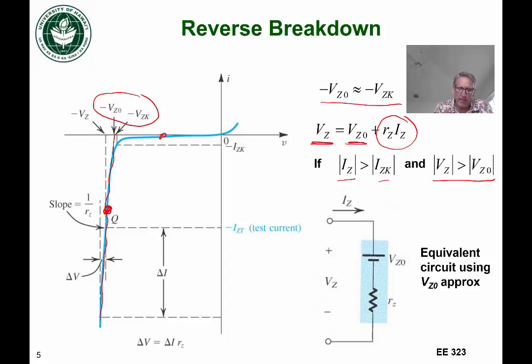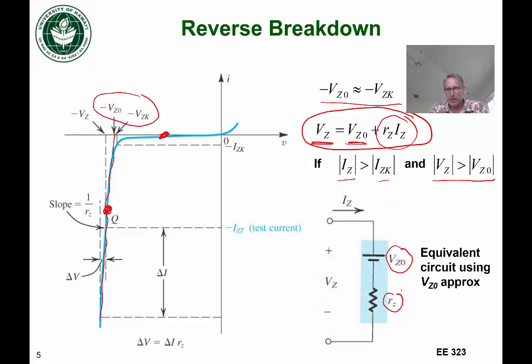If we're operating over here somewhere before the breakdown region, this equation here does not apply. And so in the breakdown region, this corresponds to a fixed voltage, VZ0, along with a series resistance, RZ. So this is the circuit model that we'll use for the Zener diode.